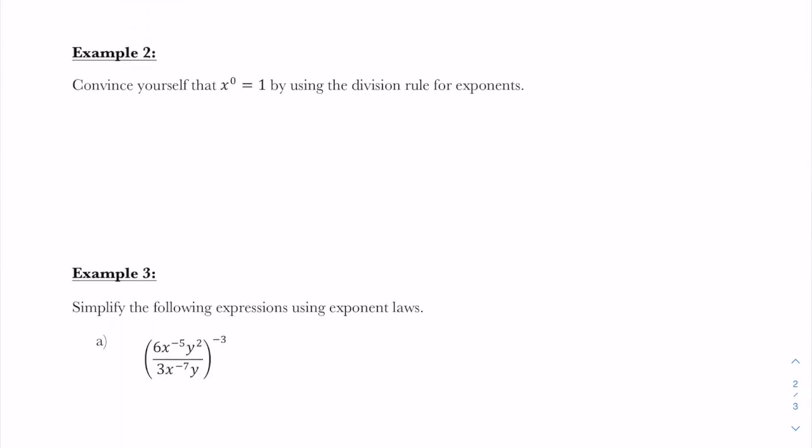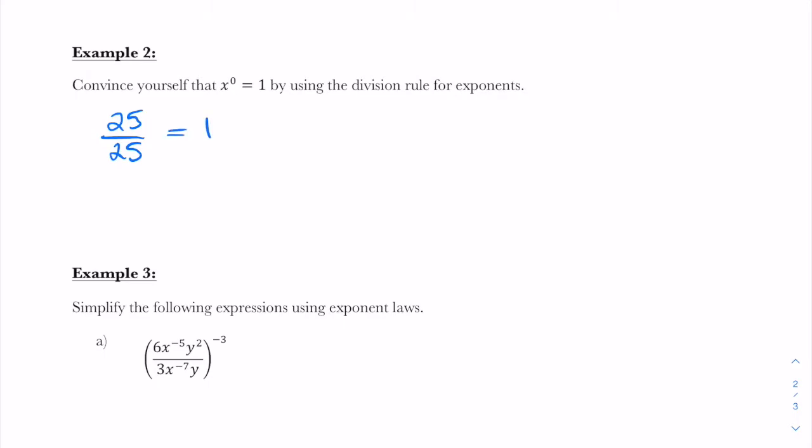In example 2, we're asked to convince ourselves that x to the exponent 0 is in fact 1 by using our division rule for exponents. Here we go. There's many ways to approach something like this. You can think of this sort of like a mathematical proof, but in a much less rigorous way. I'd like you to consider the following. Let's take the number 25 and divide by 25. I hope you'll agree with me that this is equivalent to 1.